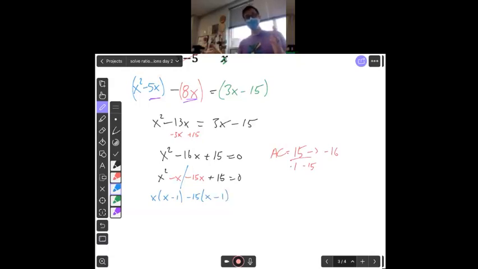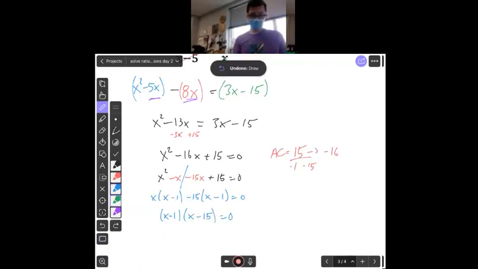That's where you stop and say, hey, is it working? If you pick the wrong numbers here, this won't work. Okay? That's why this is a built-in check. Did you pick the right numbers? And x minus 1 and x minus 15 equals 0. So x is 1. X is 15. All right, those are the values that make those 0. Those are our zeros.